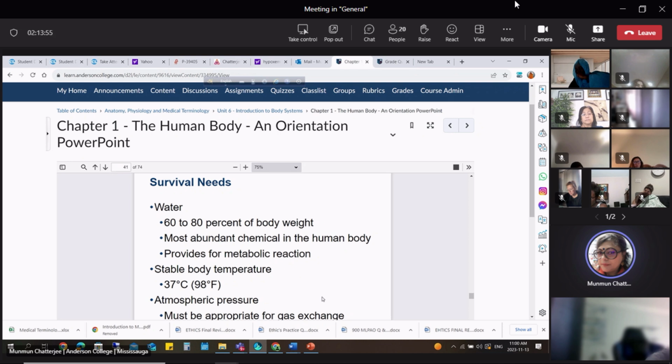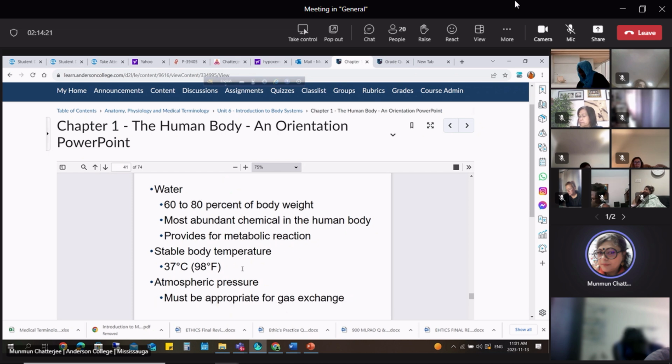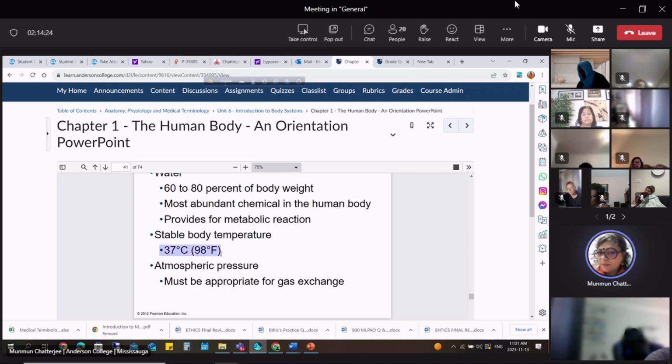If there is no water, you are dehydrated. Dehydrated means all your electrolytes and hormones are going to be high, and when they are high, you are going to suffer in different ways. Water also provides the metabolic reactions, that is the chemical reactions. It helps to stabilize body temperature. What is our normal body temperature? Write it down: 37 degrees centigrade, and in Fahrenheit 98 degrees.